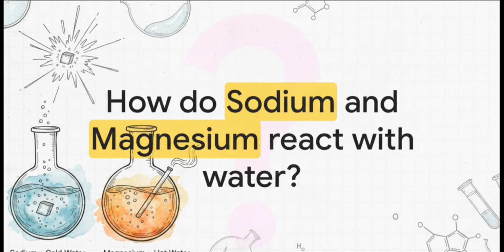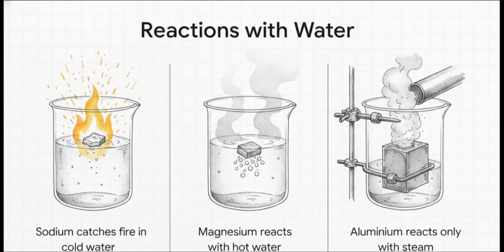Like, does a piece of sodium in cold water react the exact same way as a piece of magnesium in hot water? The secret here lies in their varying reactivity. Sodium and potassium are so violently reactive that they catch fire in cold water instantly. The reaction is highly exothermic, which actually ignites the evolved hydrogen gas. That's exactly why we have to store them totally immersed in kerosene oil.